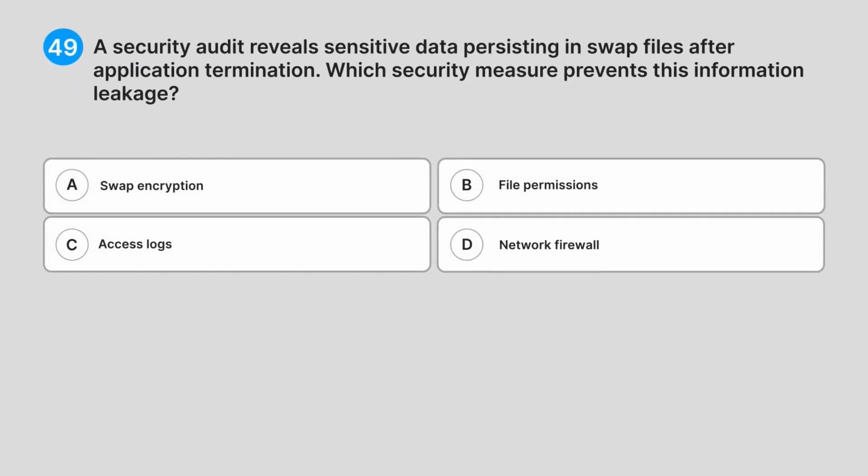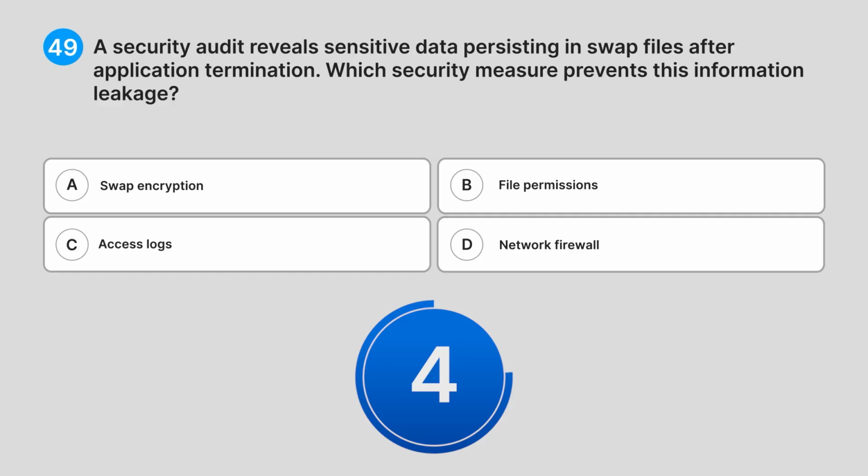49. A security audit reveals sensitive data persisting in swap files after application termination. Which security measure prevents this information leakage? A. Swap encryption. B. File permissions. C. Access logs. D. Network firewall. Can you guess the answer?